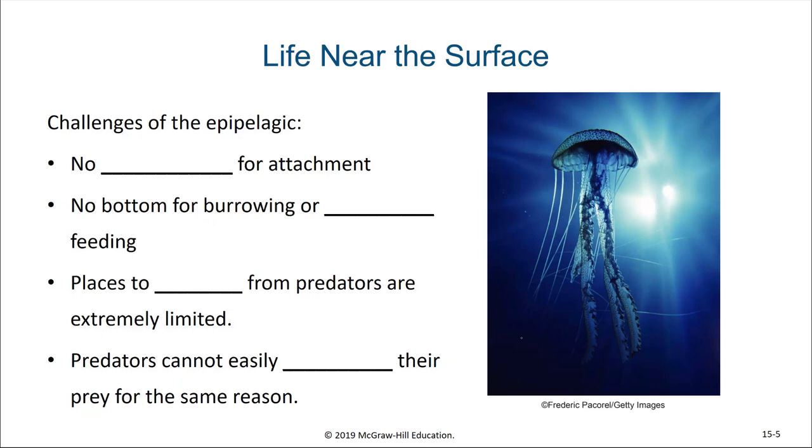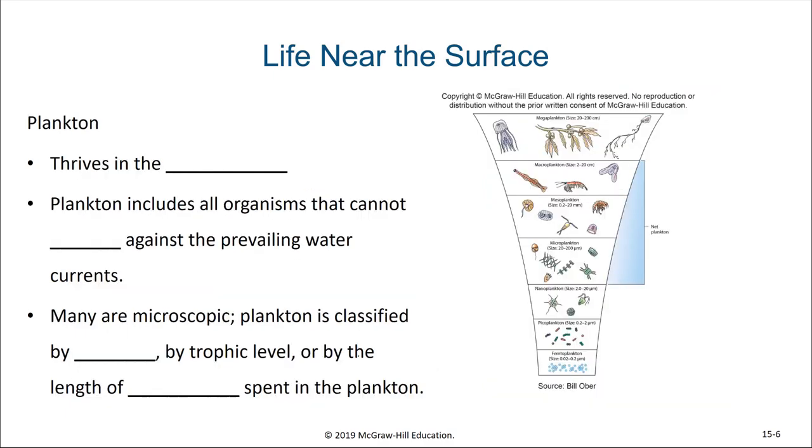In the epipelagic, there is no substrate for attachment. There's no bottom for burrowing or deposit feeding. The places to hide from predators are extremely limited. But in that same way, predators cannot easily catch their prey for the same reason. In the epipelagic, there are the active swimmers and the drifters. We'll talk about the drifters first, the plankton.